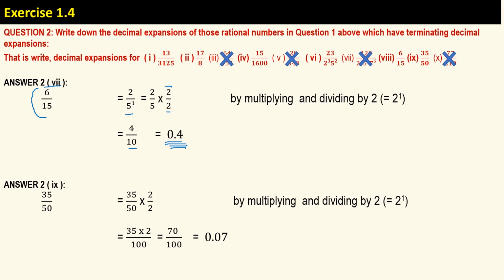The answer to part 9 of question number 2 is that we are given the number 35 divided by 50, and we multiply and divide this given number by 2. We get 35 into 2 divided by 100, which is equal to 70 divided by 100, which is equal to 0.07, and that is the required decimal expansion.